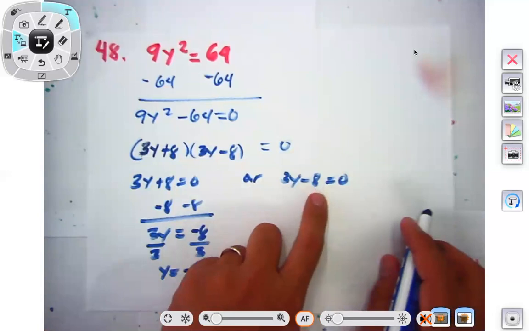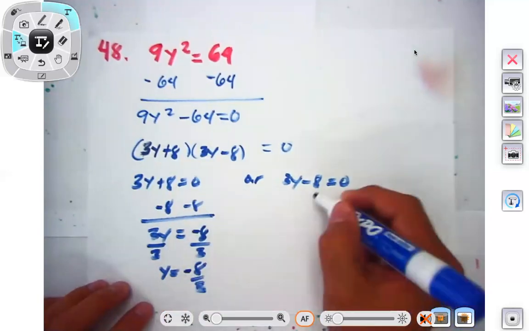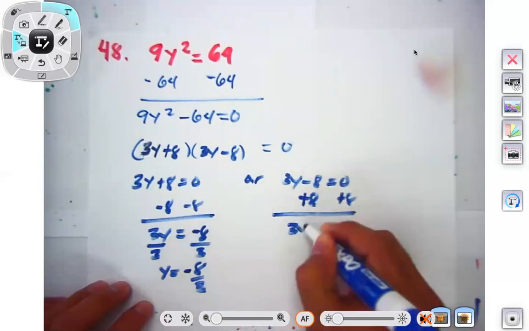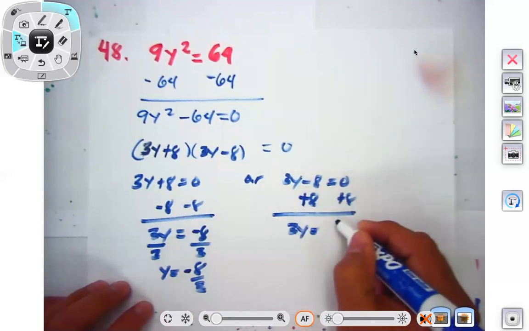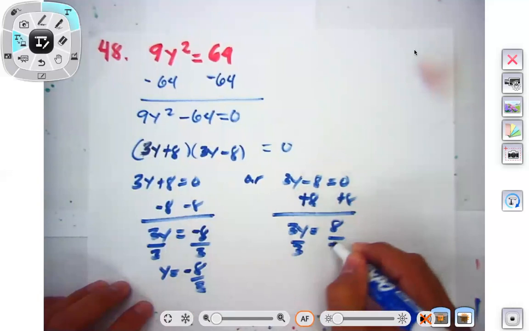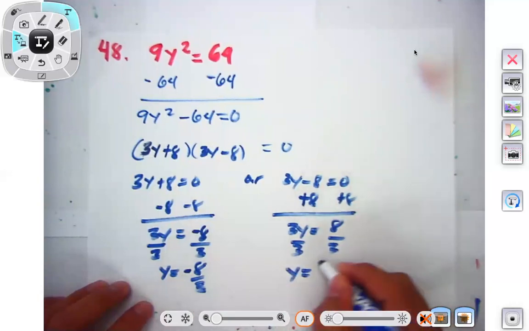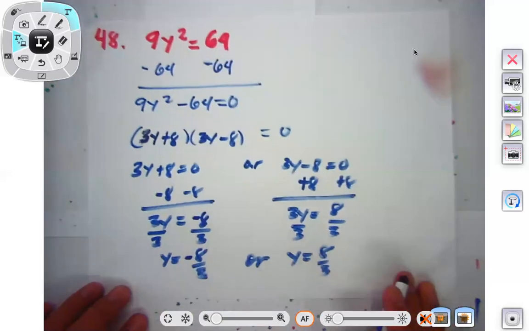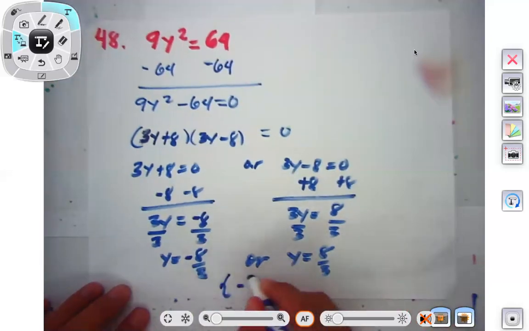How about this one? All right, plus 8, plus 8. 0 plus 8. Divide both sides by 3. Y is 8 over 3. So these are your solutions: negative 8 over 3, 8 over 3.